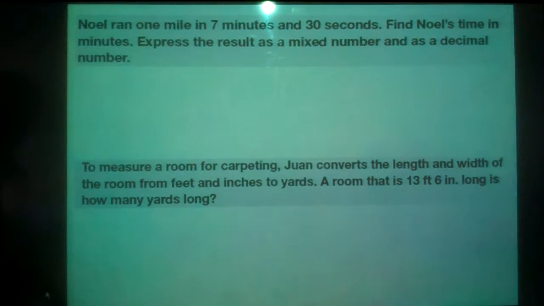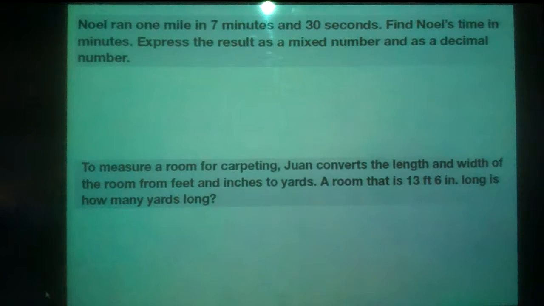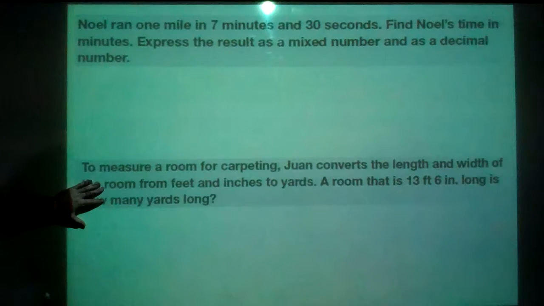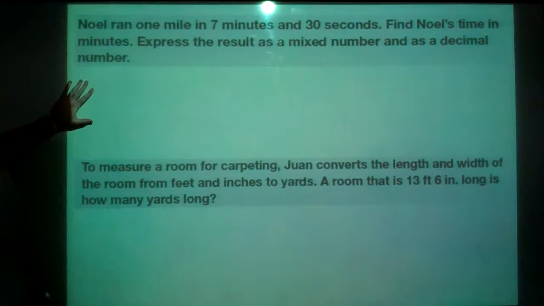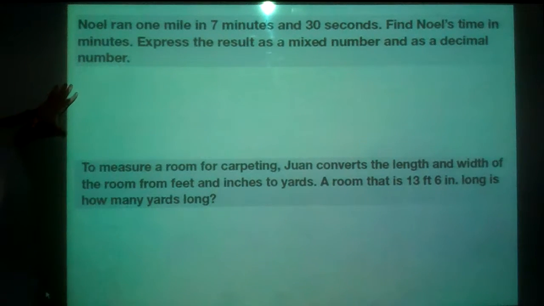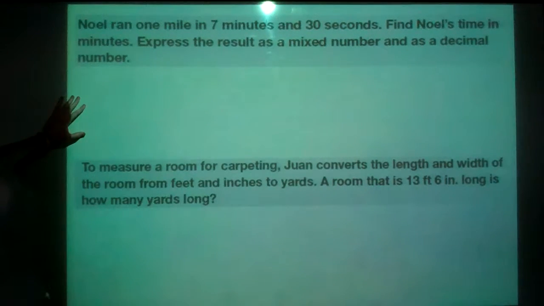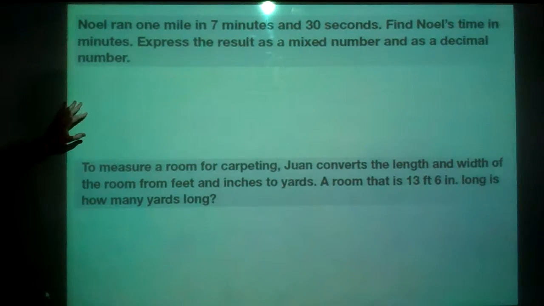Alright, let's just take one of these here. Check my time. See which one I want to do. Alright, this is a good one. We'll do the second one here. Okay. This one's pretty quick. Represented as a mixed number and as a decimal. They want it in minutes. 30 seconds is half a minute, so it would be 7.5 minutes.